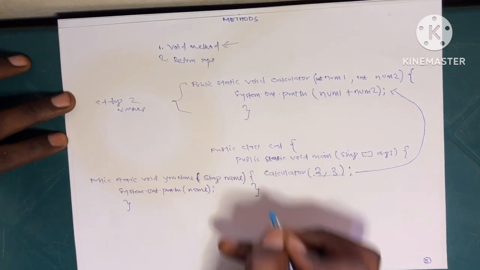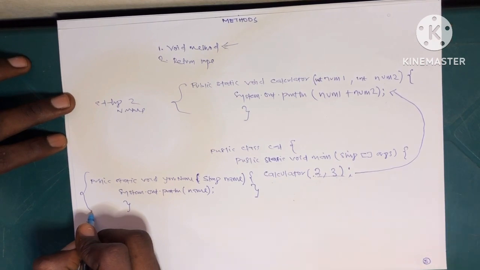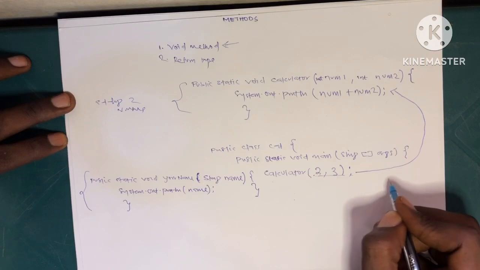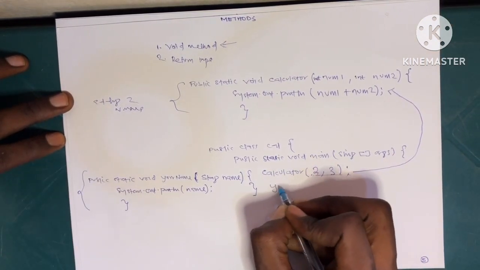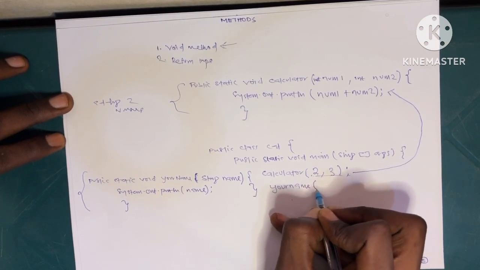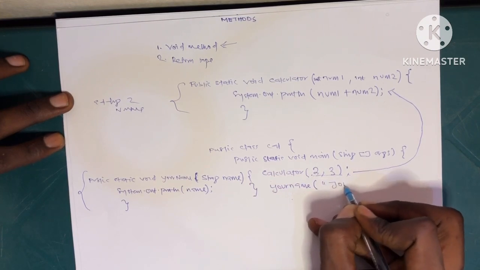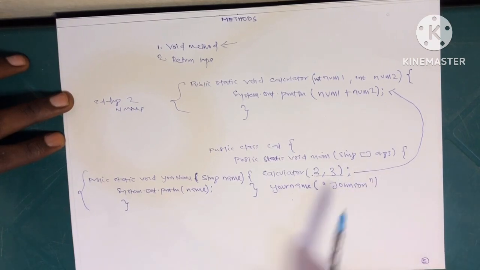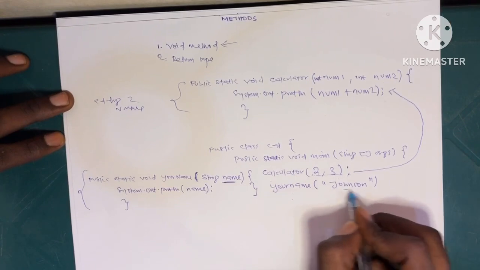All right. So now we have created another method for printing our name. Now let's come to our main method. Let's assume this is our main method, right? Now, if you want to call this method, you say yourName, then open the parenthesis and put anything you want. Let's assume Johnson. Now, this is an argument, and this is a parameter.